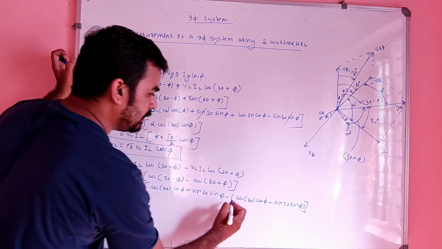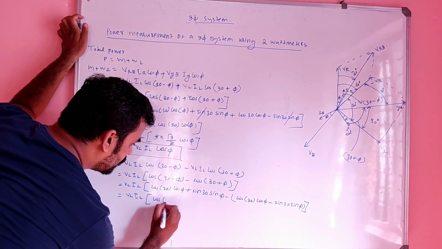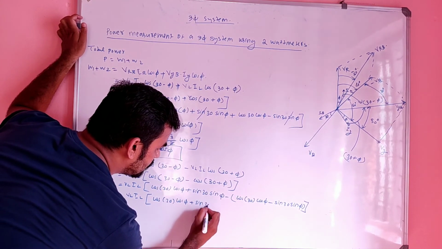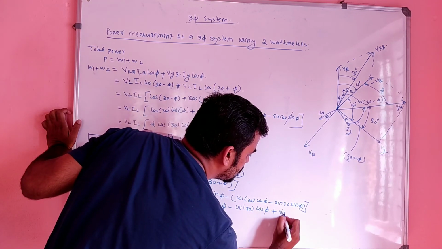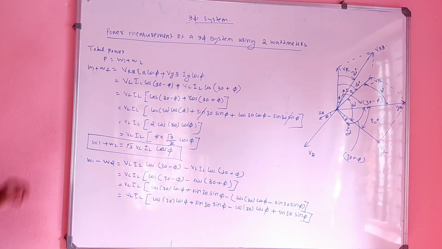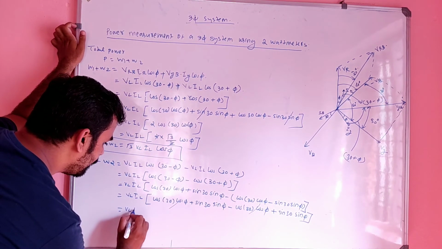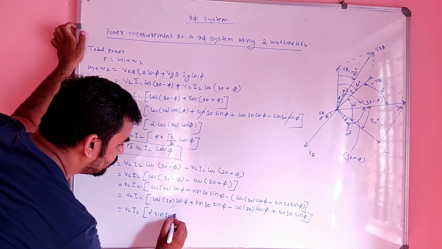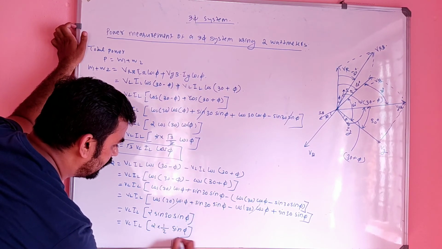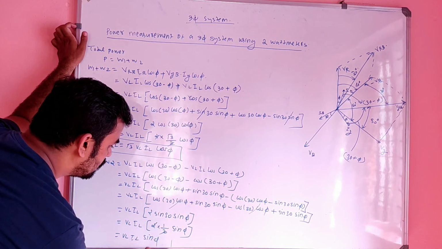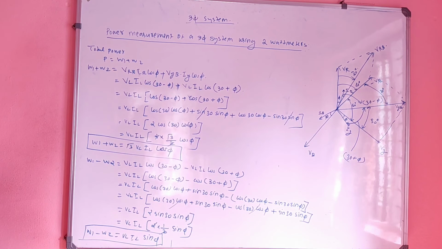So it will become, this minus goes that side, one step I can reduce now, okay? I will explain. VLIL into cos 30 cos 5 plus sin 30 sin 5 minus cos 30 cos 5 plus sin 30 sin 5, correct? See, cos 30 cos 5 and cos 30 cos 5 cancel, so the remaining will be VLIL into 2 sin 30 sin 5. It will become VLIL 2 into sin 30, which is 1 by 2, sin 5. 2 and 2 get cancelled. Simply VLIL sin 5 will be W1 minus W2. Okay?